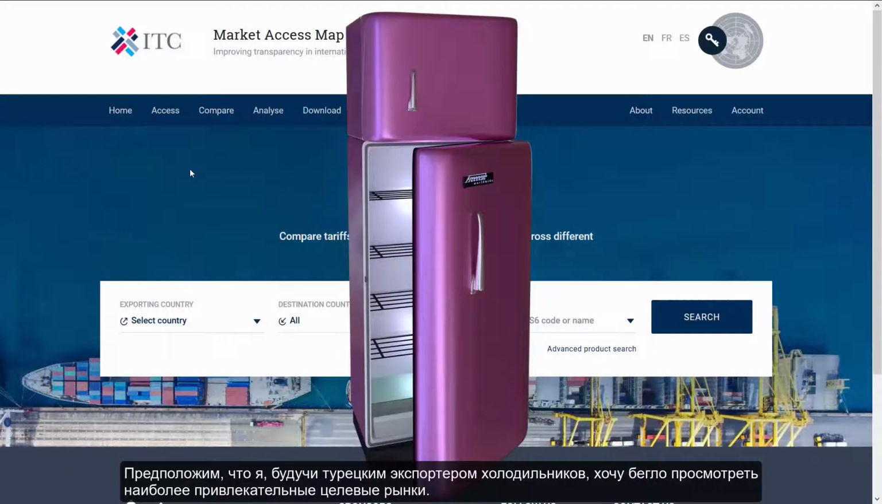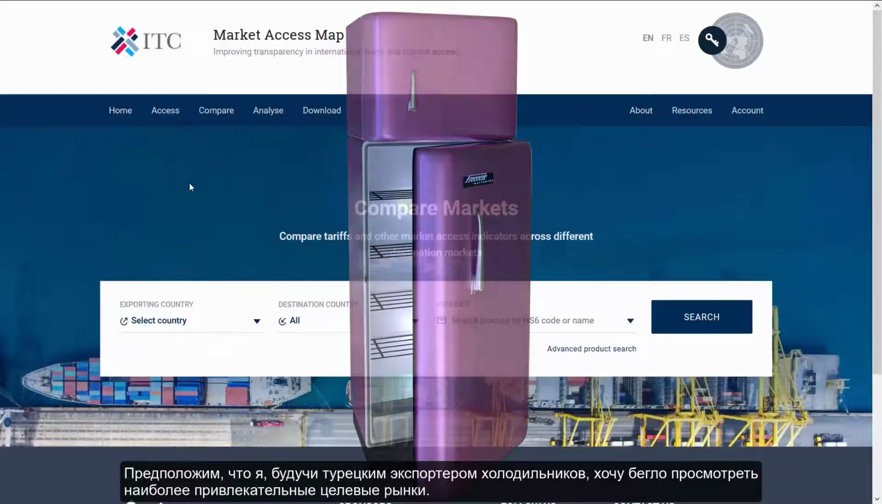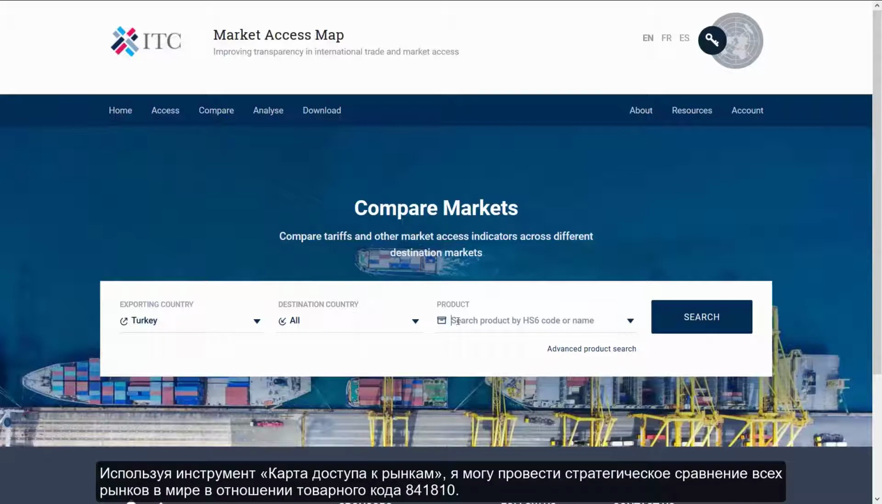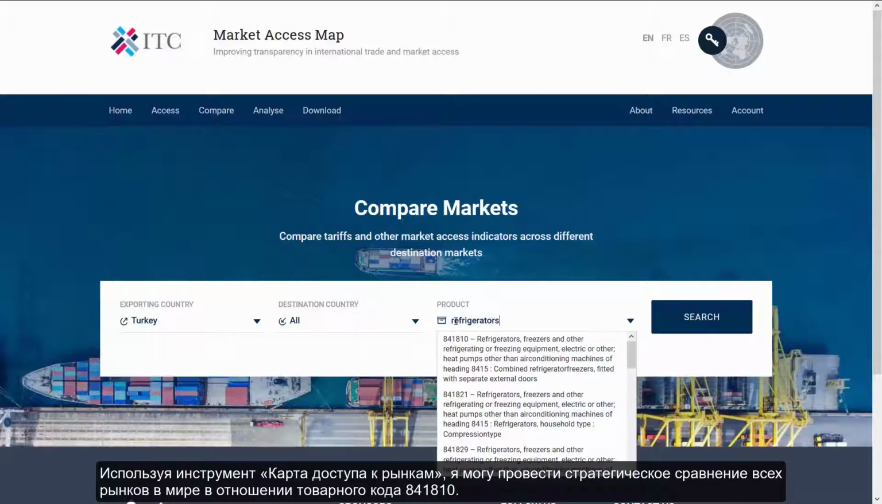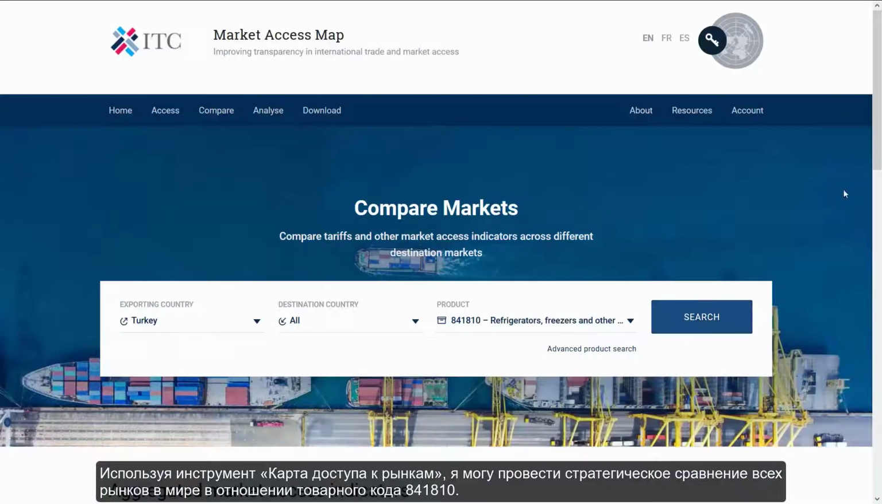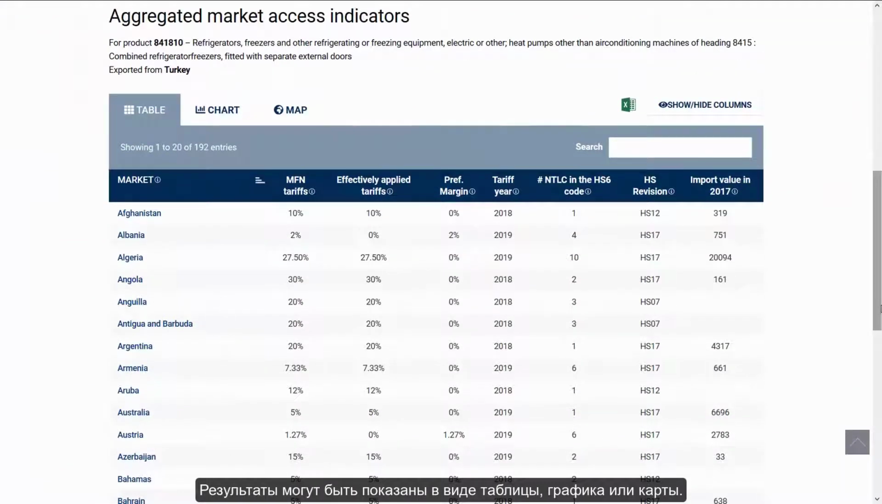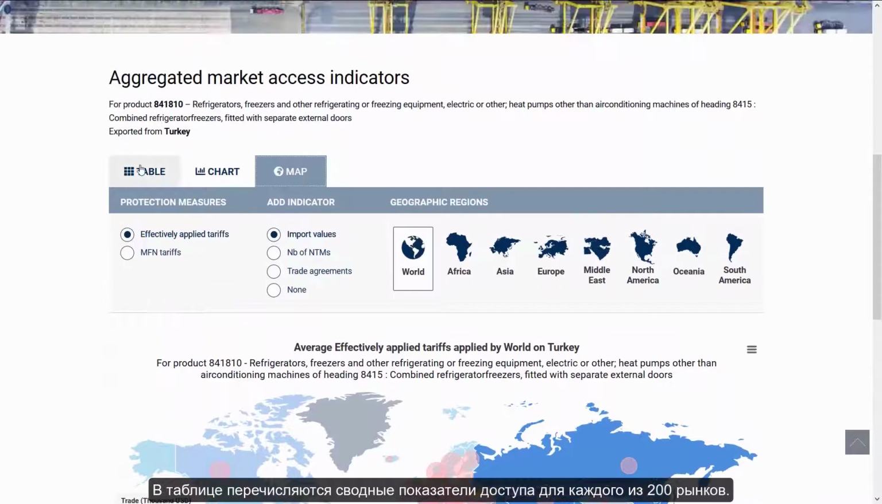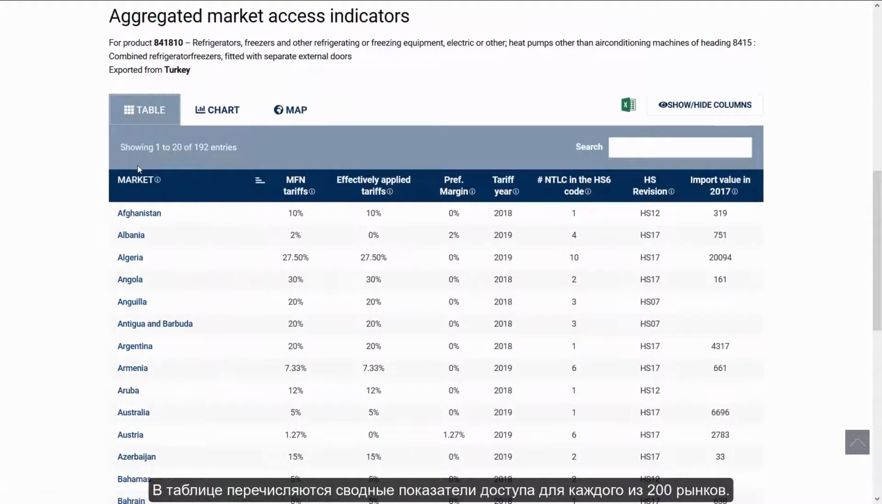Suppose, as a Turkish exporter of refrigerators, I want to scan the most attractive destination markets. Using Market Access Map, I can strategically compare all markets in the world for the product code 841810. The results can be viewed in a table, a chart, or a map. The table lists aggregated market access indicators for each of the 200 markets.